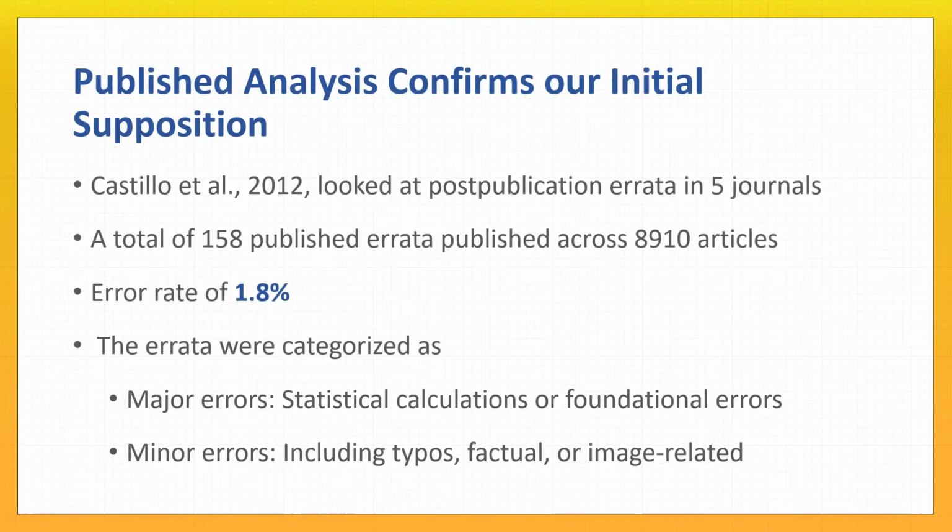Castillo et al. in 2012 did a very similar analysis to us, looking at the post-publication errata in 5 journals, across a total of 158 published errata across a numerator of 8,900 articles, and their error rate was 1.8%, which puts us very similar to the error rate that we had suggested from a simple PubMed search.